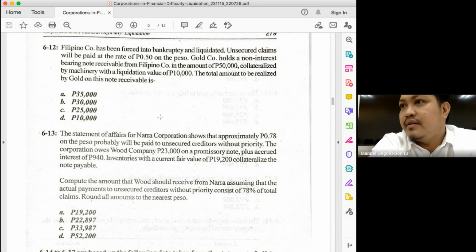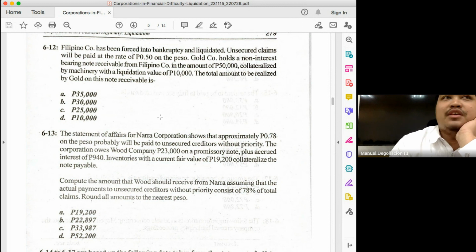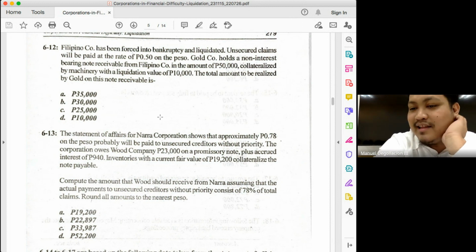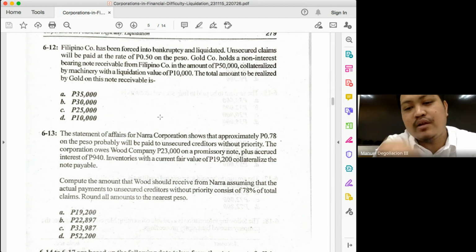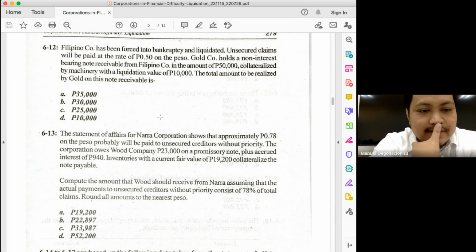3,697. You add that with the value of the security. How much was the value of the security, class? 19,200. So 19,200 plus 3,697 will give you how much? Is it in the choices? Yes. 22,897. Okay, and that will already be the answer.